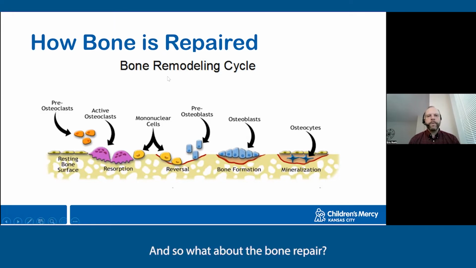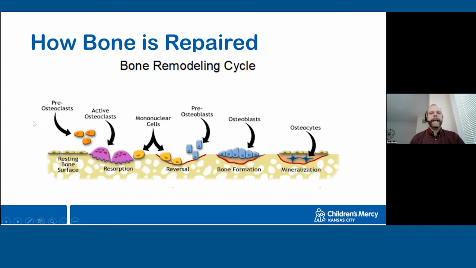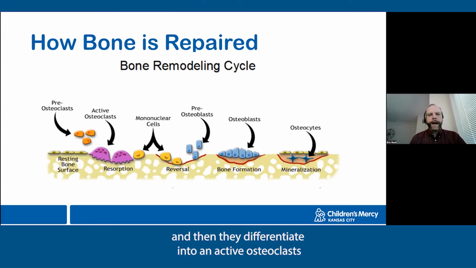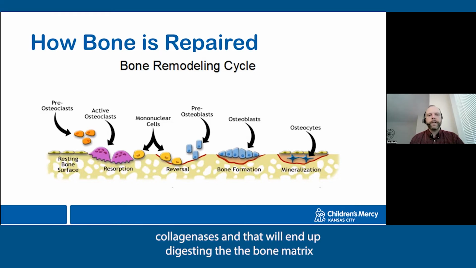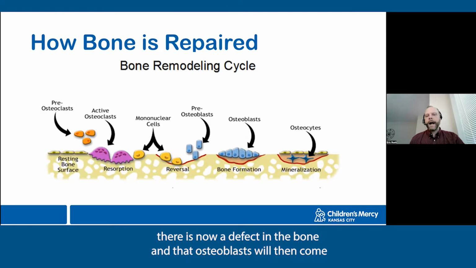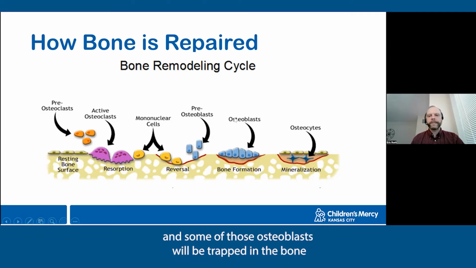And so what about bone repair? Well, bone is repaired by the osteoclasts. The pre-osteoclasts are recruited to the bone resorption site, and then they differentiate into active osteoclasts. Those active osteoclasts will secrete acids and collagenases, and that will end up digesting the bone matrix. And then the pre-osteoblasts are recruited to the site where there's now a defect in the bone. Osteoblasts will then come and form bone, and that bone will be mineralized, and some of those osteoblasts will be trapped in the bone lacunae as osteocytes.